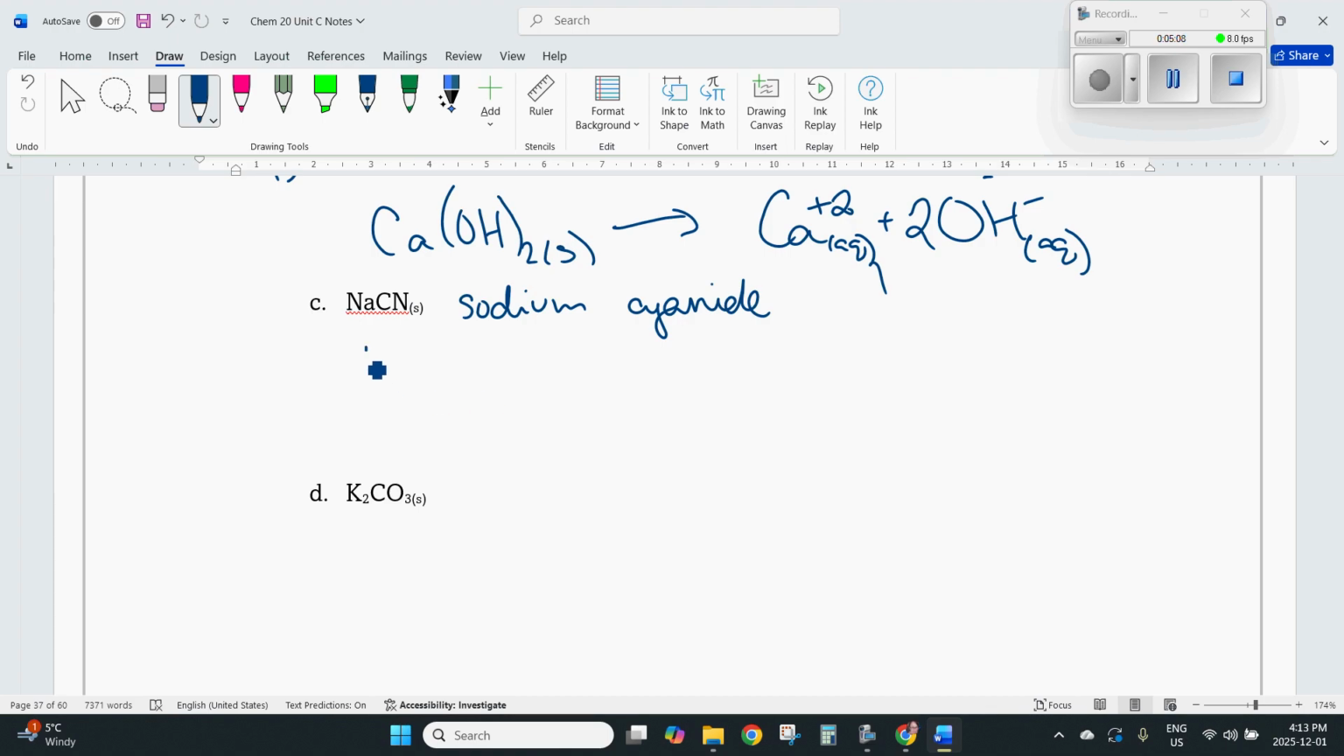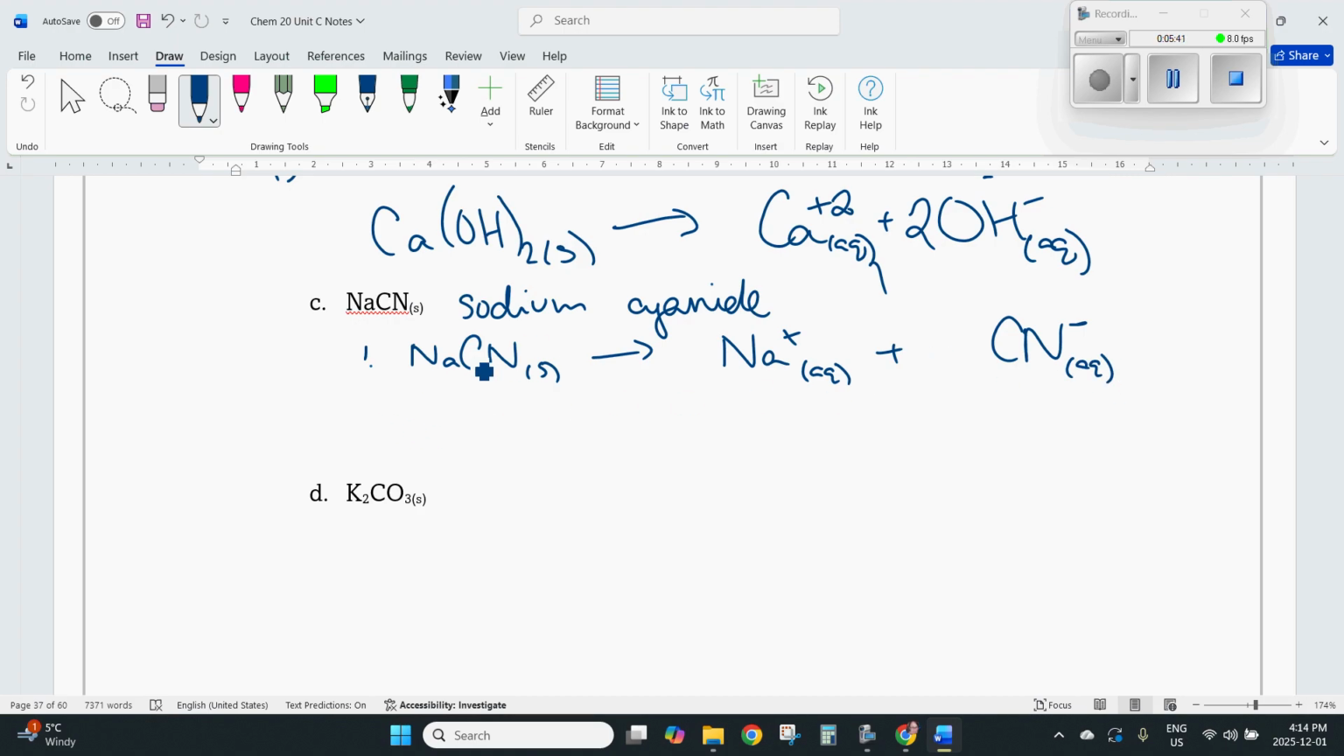So the first step in these ones, when you have an ionic compound, is you have to do your dissociation equation. So NaCN, we have a solid. So what does it dissociate into? Well, we have our Na ion plus our cyanide, which is CN. Cyanide is a negative charge. Sodium is a positive charge. And we have aqueous.